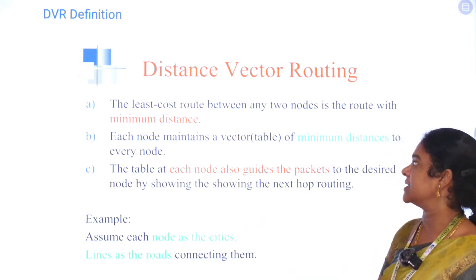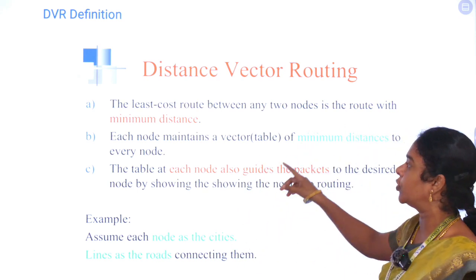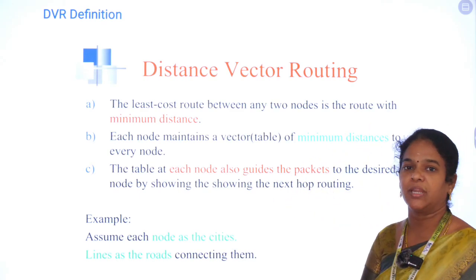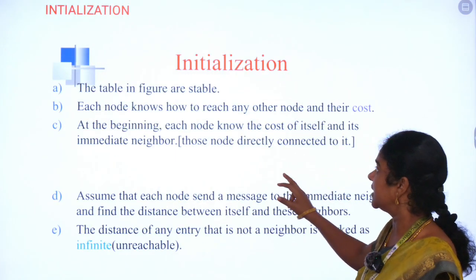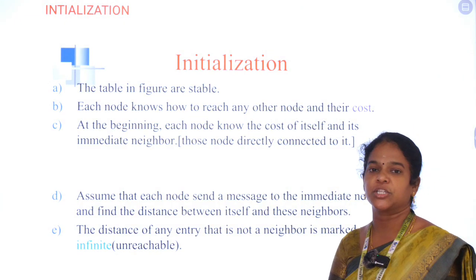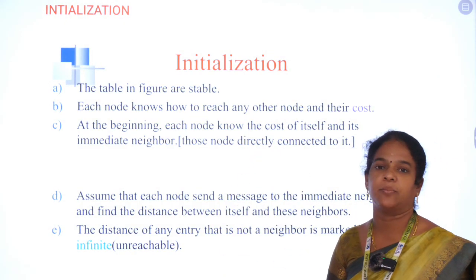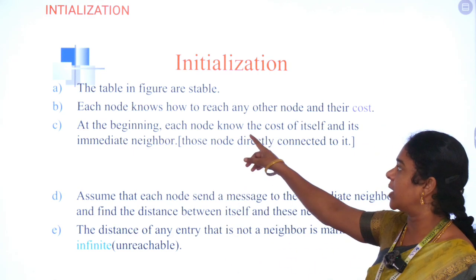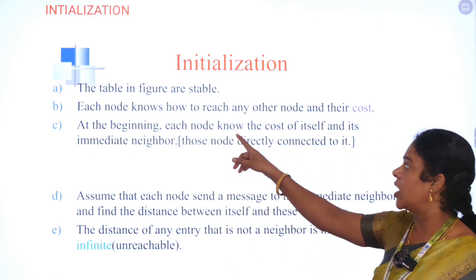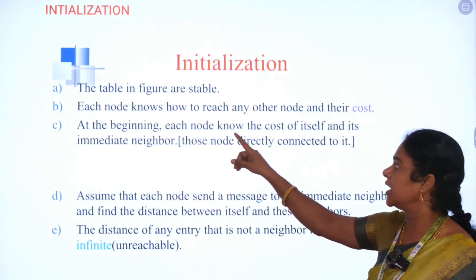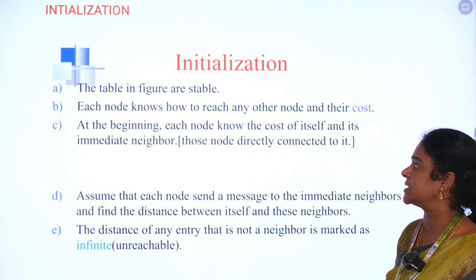The first one is distance vector routing: the least cost route between any two nodes, that is, the minimum distance. This is the example. We have the initialization of that. In this initialization, first we need the table, that is the routing table. Next, each node knows the cost of other nodes. So how do we find that cost? Each node knows how to reach any other node and their cost.